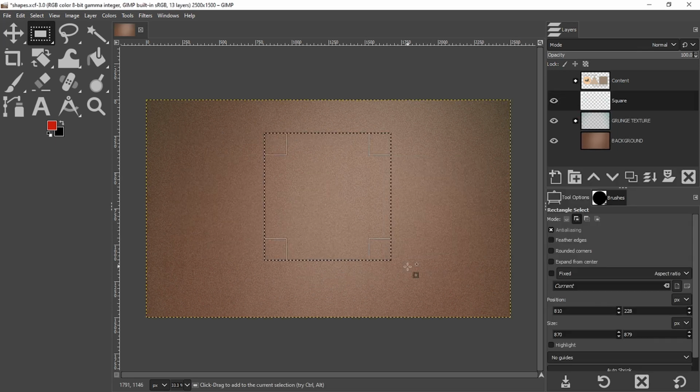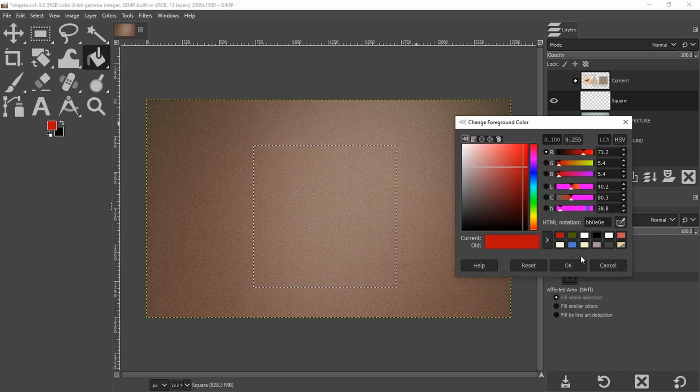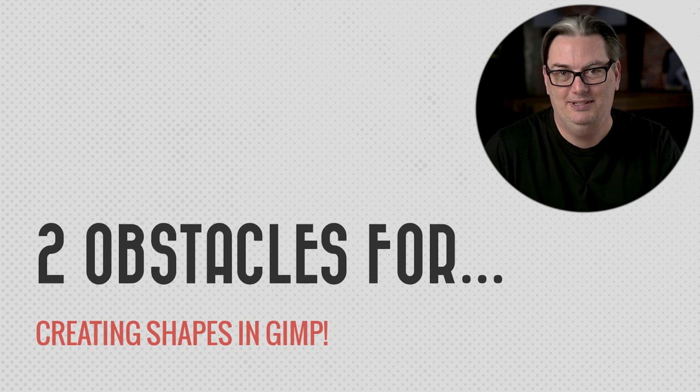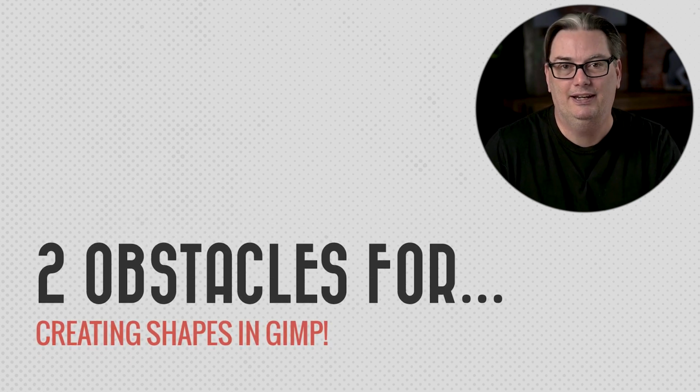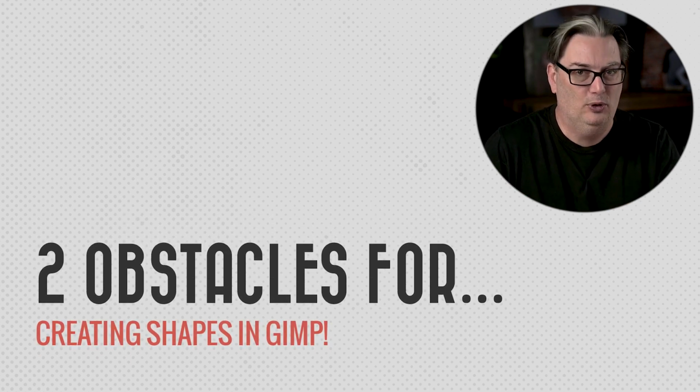Now you might be saying, well, Chris, I saw your video tutorials on creating shapes in GIMP. So yes, you can create shapes in GIMP, but there are two problems with creating shapes in GIMP. So let's take a quick look and compare to PhotoPea.